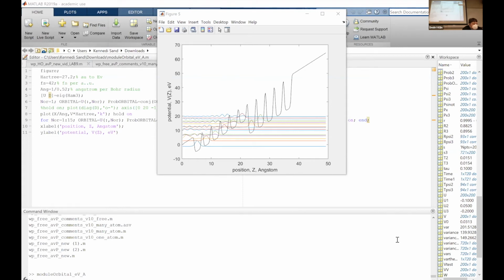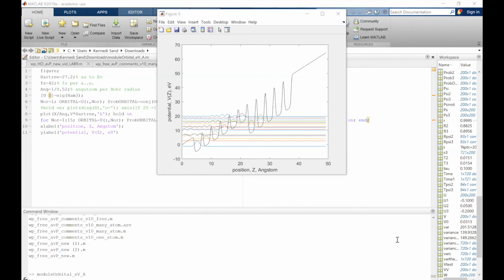So there is a potential with dips corresponding to individual atoms, right? Mm-hmm. And there is a blue eigenstate that is localized on the leftmost atom, right? Yeah. Then the next one, orange, is localized on the next atom. It has a little bit higher energy, but the peak is localized at the second atom from the left. Yep.